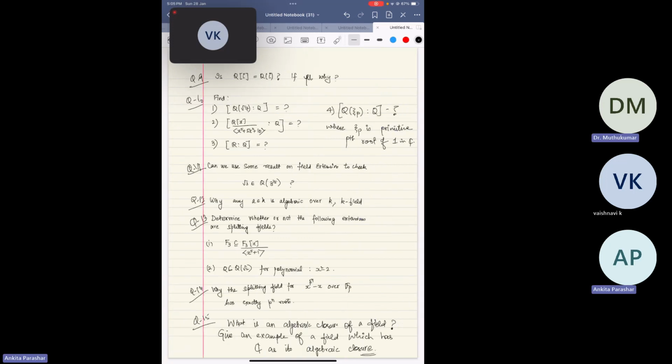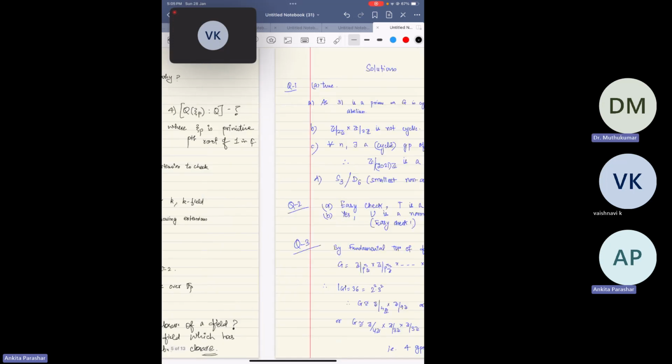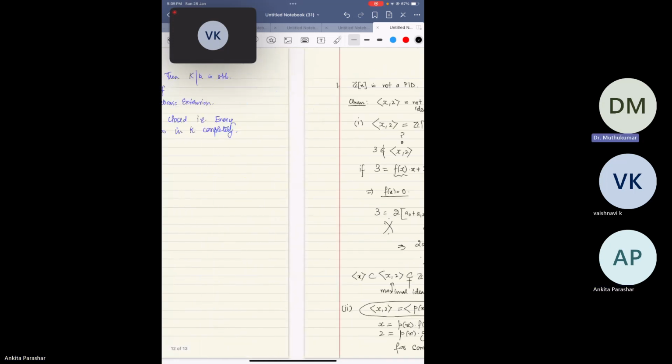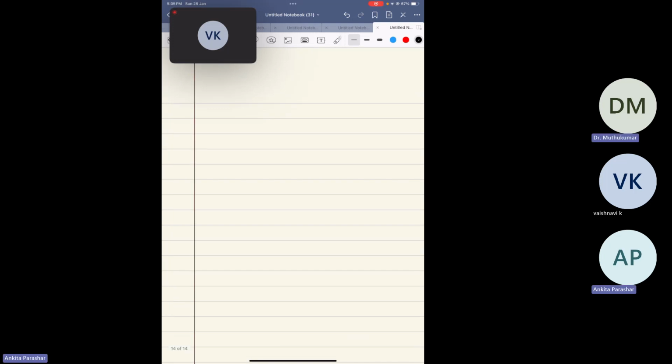Let's go back to the 14th problem. So splitting field. We want to know the splitting field. Why does the splitting field have all distinct roots? So if you have Q and you want to know the splitting field for, let's say, this polynomial x^2 - 5, then how do you get the splitting field? You have to add the roots of this polynomial to Q, right? What are the roots here?